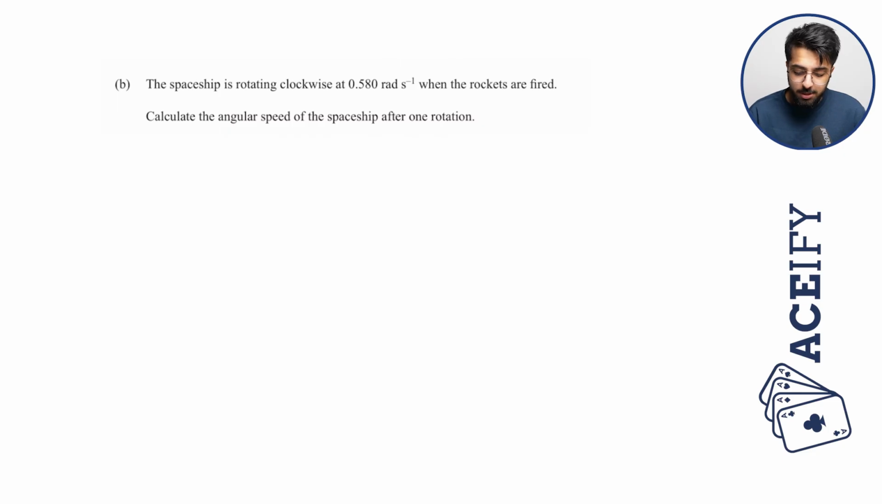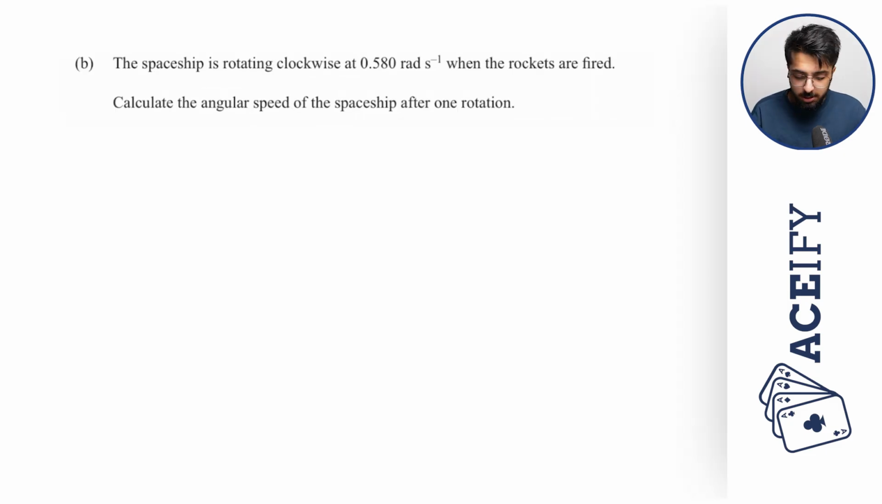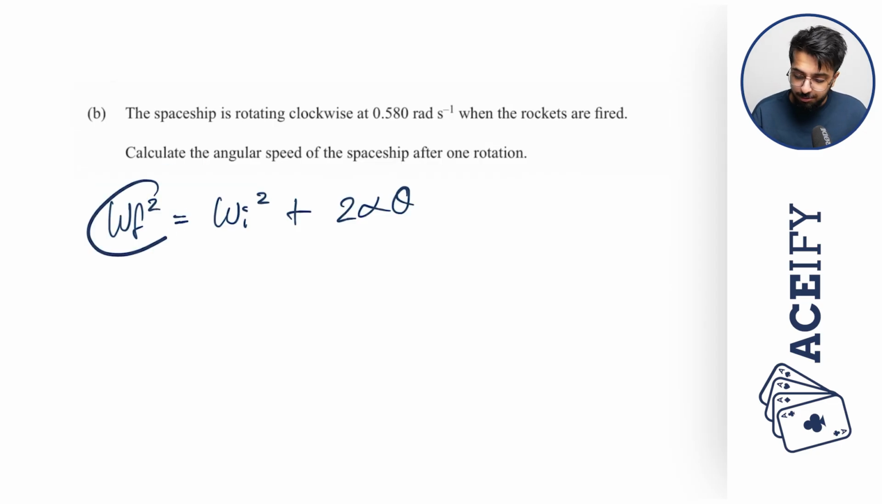There we go. The spaceship is rotating clockwise at 0.58 radians per second when the rockets are fired. Calculate the angular speed of the rocket ship after one rotation. For this question, we can use the kinematic equation: our final angular velocity squared is equal to our initial angular velocity squared plus 2 alpha theta. We want to find our final angular velocity. We know our initial angular velocity as it's given right here.